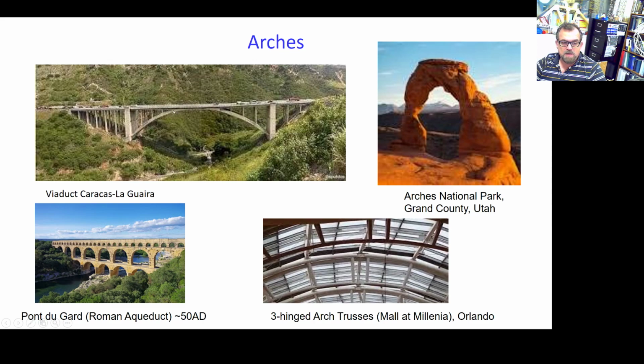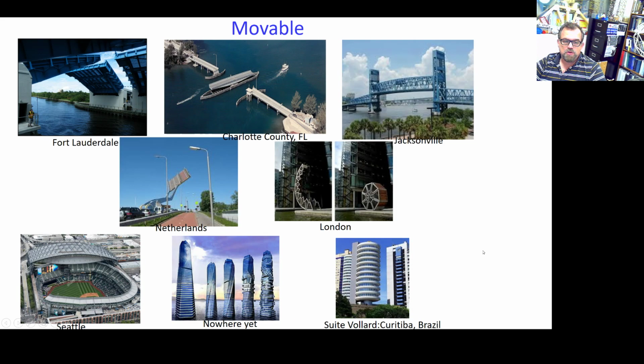This was a beautiful arch. It doesn't exist anymore because they didn't maintain it and it started collapsing, and they imploded it. And this is at the mall at Millennia. It's a three-hinge arch, a truss three-hinge arch. You have hinges here and here and here at the ends. So those are arches. We're going to be studying and covering that also in this class.